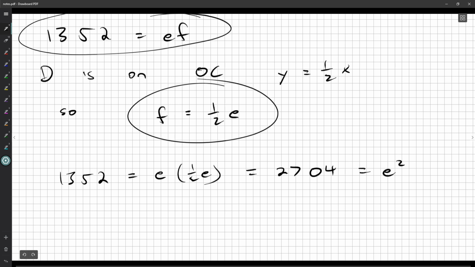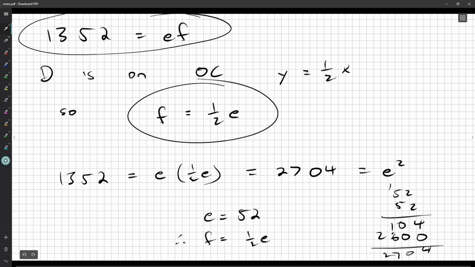So that's a little over 20. E should, I think 52 will do the trick. Let's just double check. Make sure I'm not misremembering my calculations. So 104, and then 0, carry the 1, 26, 4, 7, 0. Yeah. So E is 52, and so F would have to be 1/2 of 52, 26.